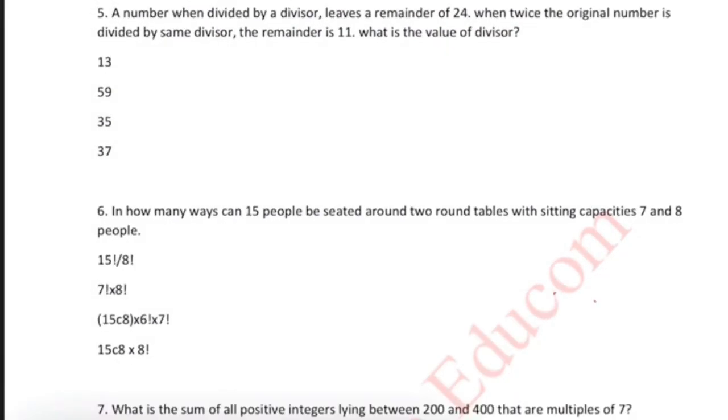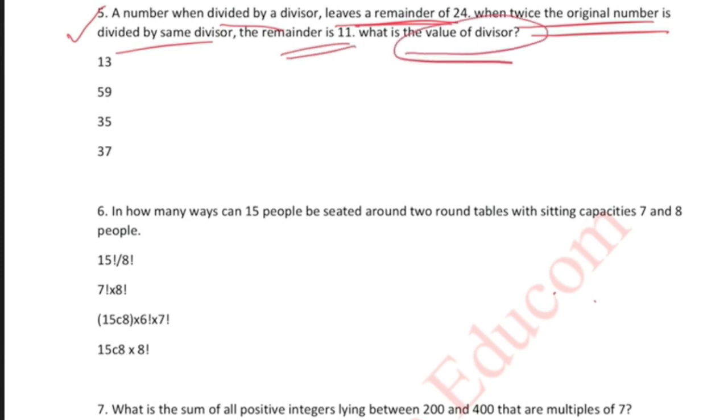So students, coming directly to the fifth question. A number when divided by a divisor leaves a remainder 24. When twice the original number is divided by the same divisor, the remainder is 11. What is the value of the divisor? So students, this question has been repeatedly seen in several other question papers. You have to keep this in mind, how to solve this question, because there is a 90% chance that this type of question may come in examinations.